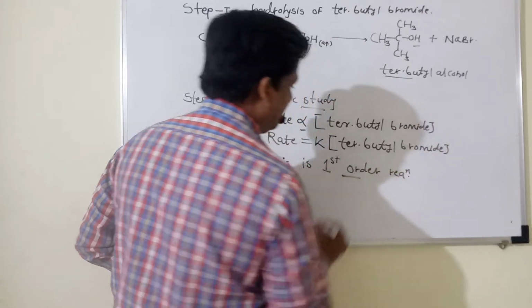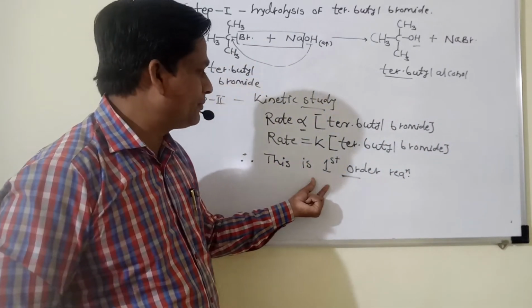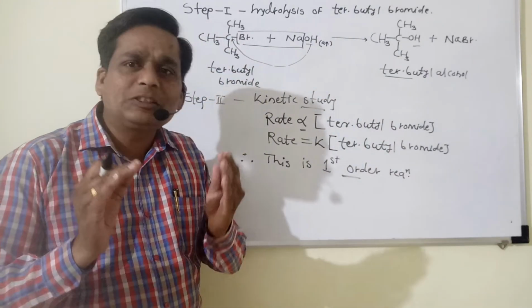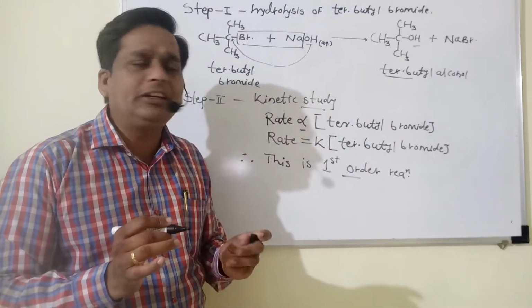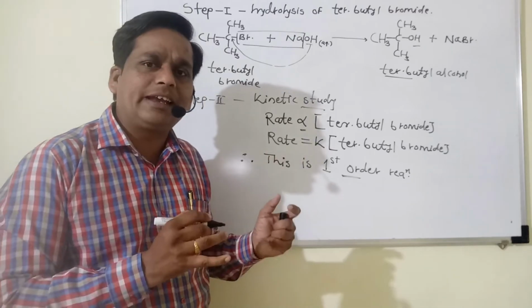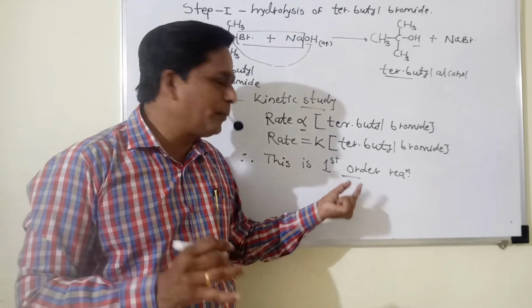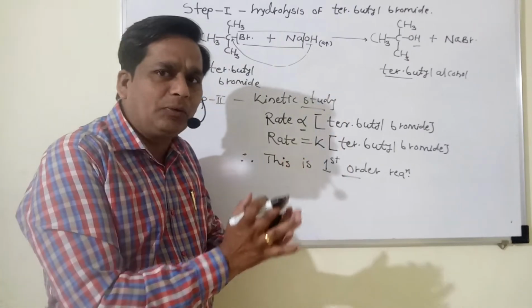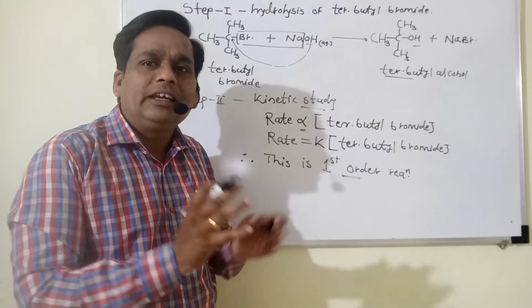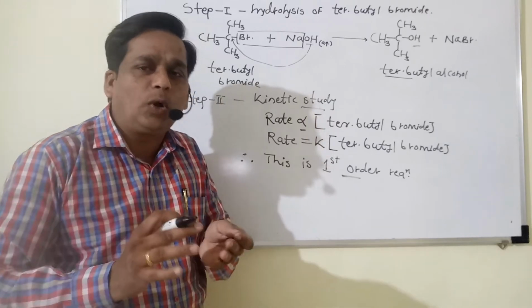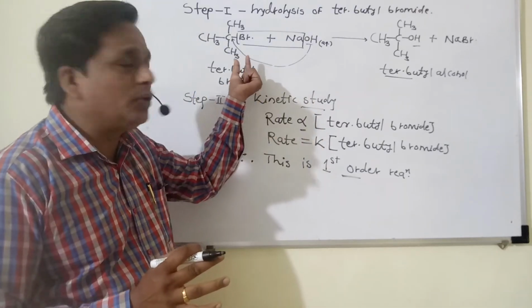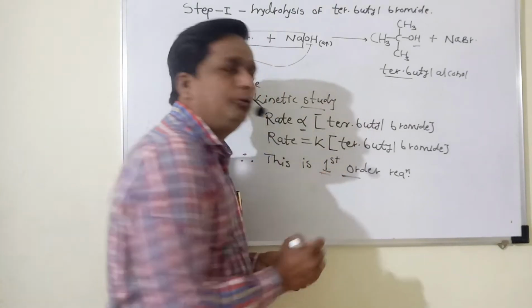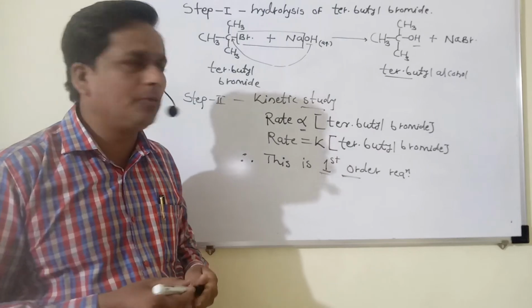Here we can remember one important concept. Order of reaction always depends upon the reactant species. How many reactants are involved in any chemical reaction, accordingly the order of reaction will change. If two reactants are involved, that is second order. If 3 reactants are involved, third order, like that. In this reaction only one reactant is involved, that is tertiary butyl bromide. So that's why this is a first order reaction. All of you clear on this?